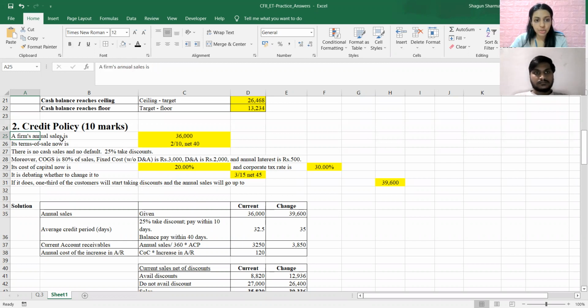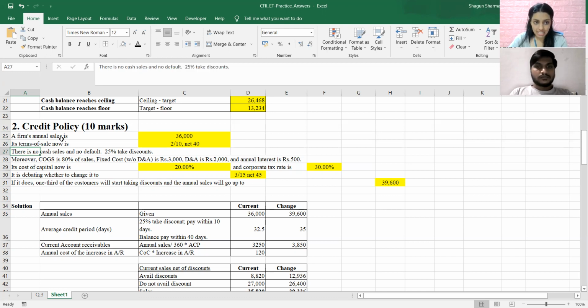A firm's annual sales is 36,000. Its terms of sale now is 2/10 net 40. So this means कि maximum the customer has to pay within 40 days. But if he pays within 10 days, then I'll give him a discount of 2%. That's the meaning of 2/10 net 40.